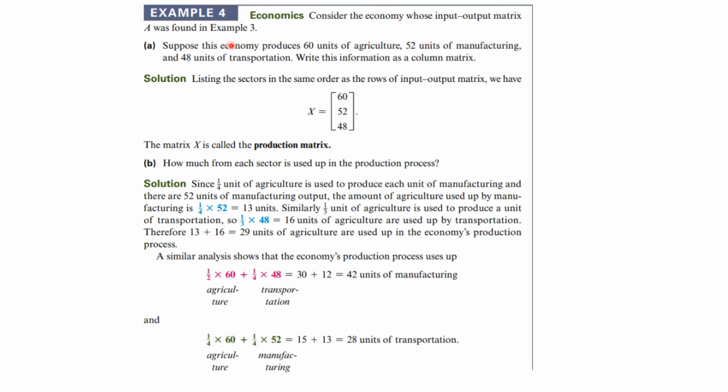Okay, so here's an example then. Consider an economy whose input-output matrix was found in the previous problem. So that is the matrix that we're going to use. We're going to list the sectors in the same order, and we want to have output. This is my production matrix. So what we're going to do is take the 3 by 3 times the 3 by 1, and that tells us how much from each sector is used up in the production process.